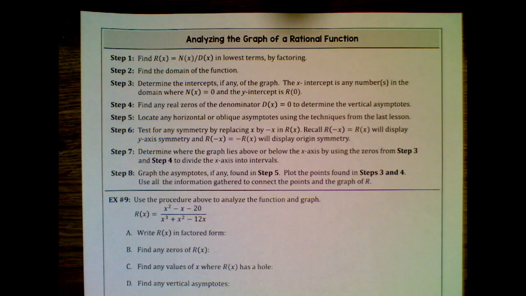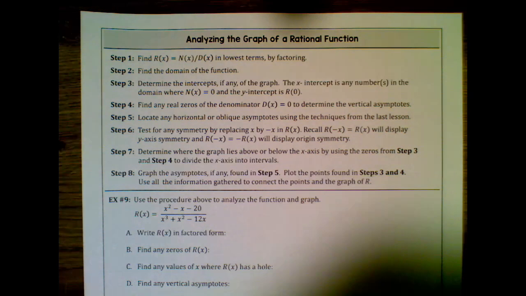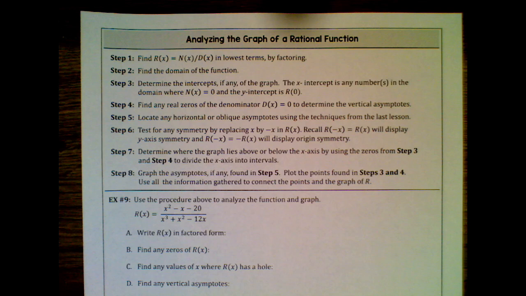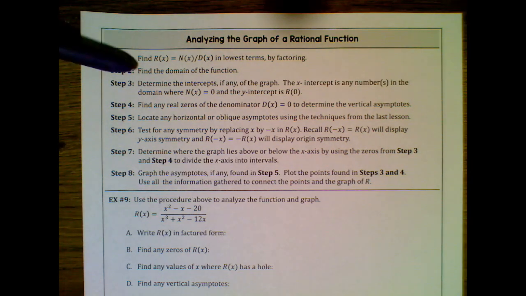Analyzing the graph of a rational function. So here we're just bringing everything together now. To analyze r of x equals n of x over d of x in lowest terms, you're going to factor. Then you want to find the domain of the function. Determine where your x-intercepts, if any, of the graph.